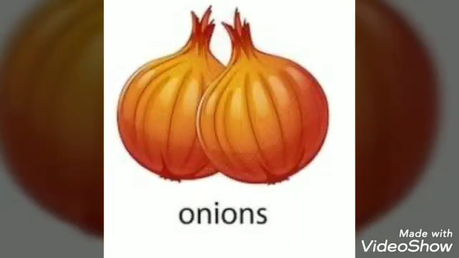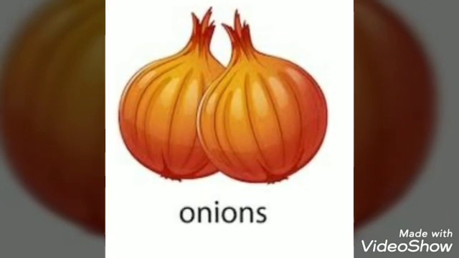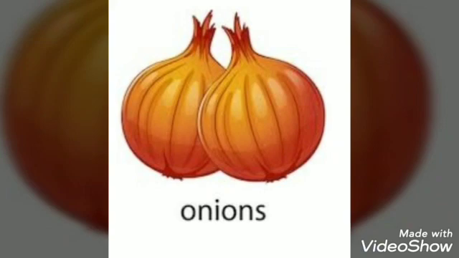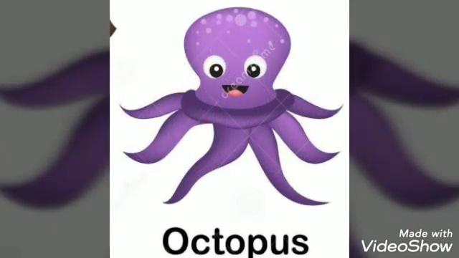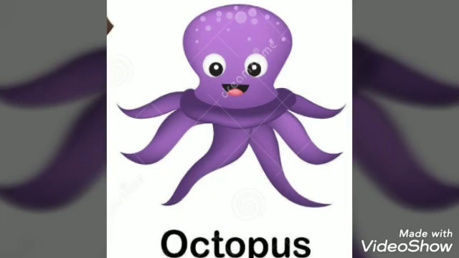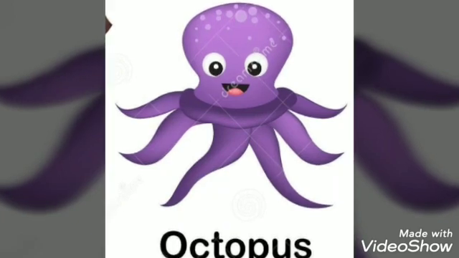Okay students, capital O for onion sounds onion and small O for onion sounds the same, onion. Capital O for octopus sounds octopus and small O for octopus, both sound the same, octopus.